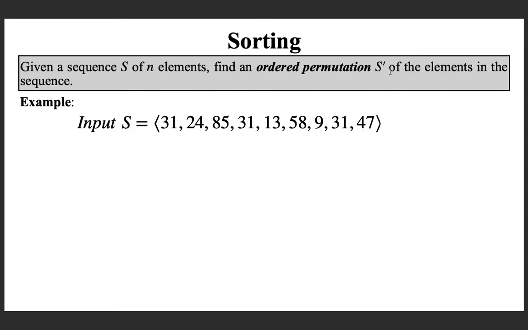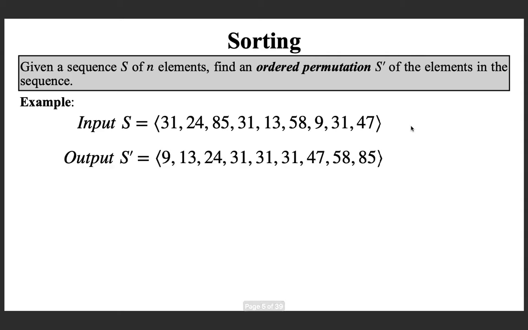Example: given a sequence of 9 numbers, we may be asked to find an ordered permutation where the numbers are arranged in non-decreasing order. Here the required output is this, where you can see that it is in non-decreasing order. It is not increasing, because if you look at these two numbers, they are the same. So to be precise, we say it is arranged in non-decreasing order.